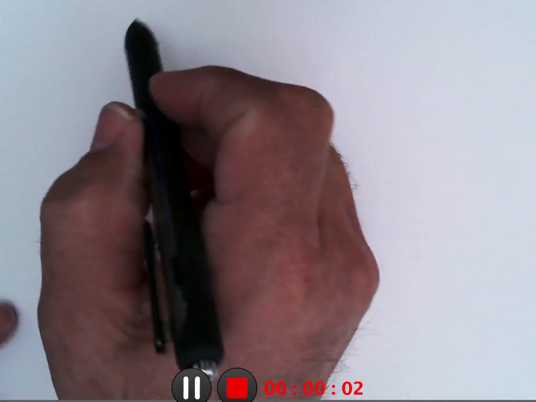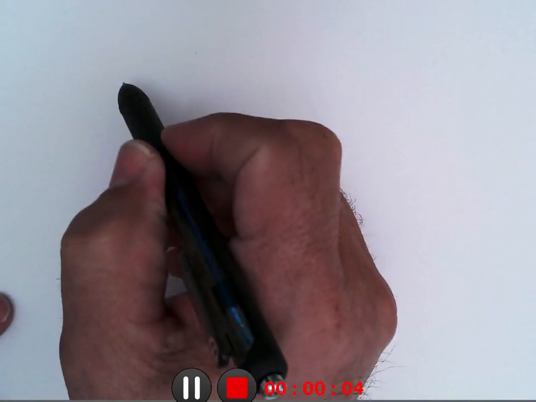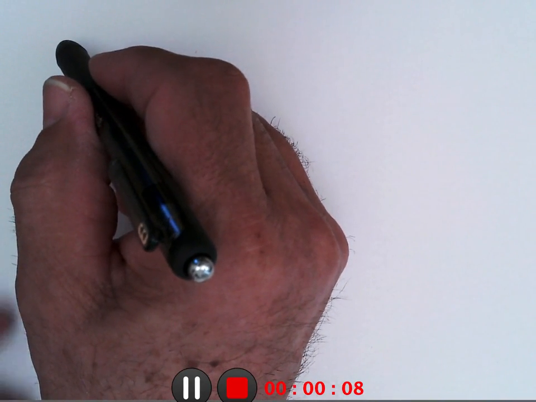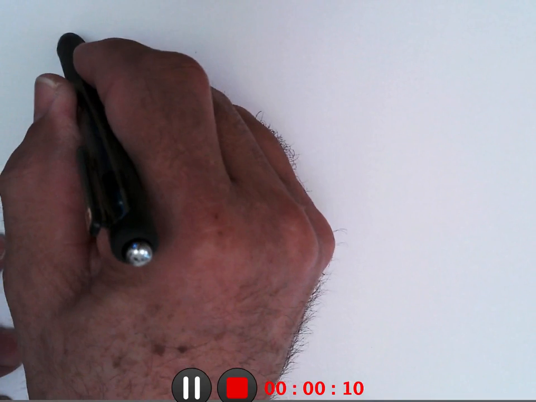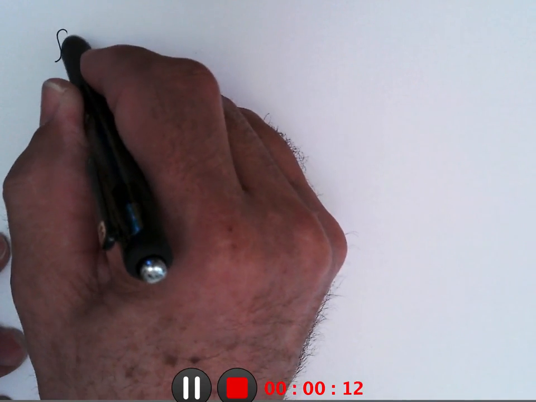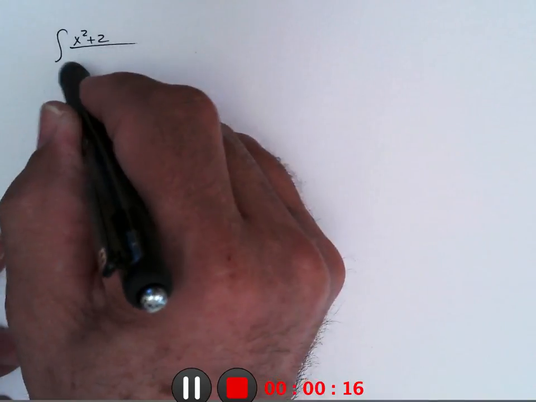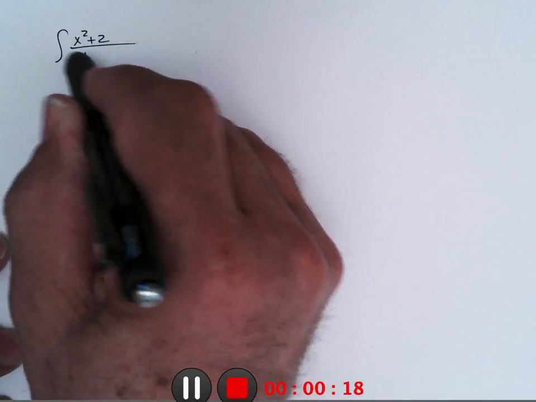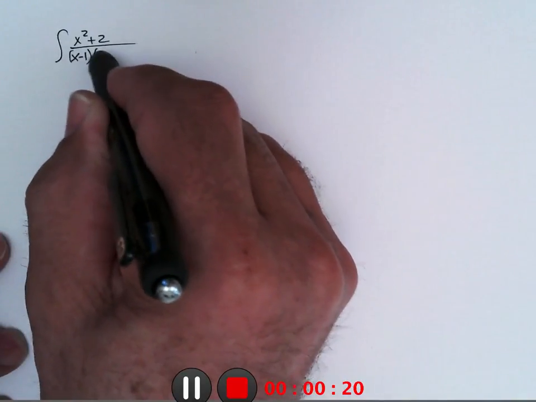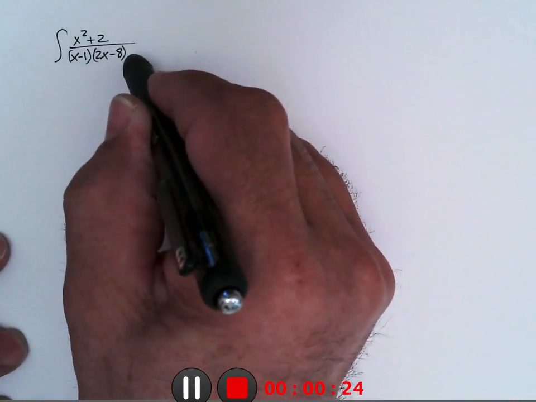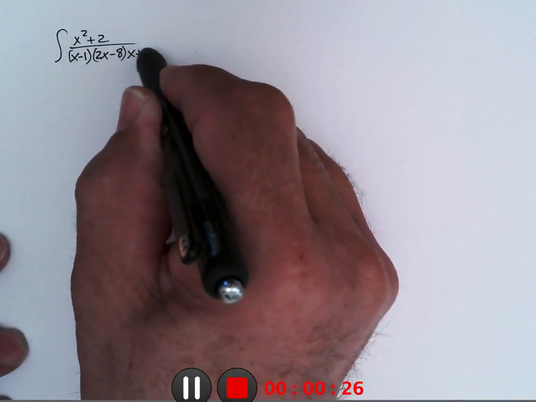On partial fractions, and so here I'll go through what I proposed to do. So we had the integral of x squared plus 2 divided by x minus 1, 2x minus 8, and x plus 2 dx.